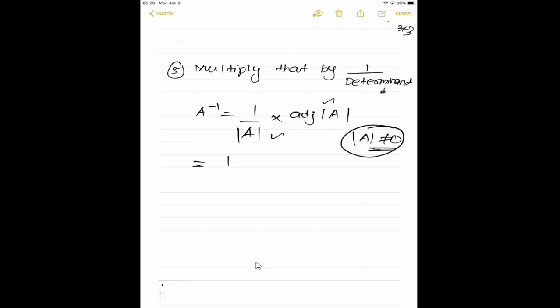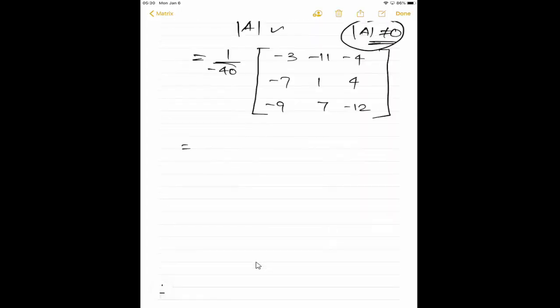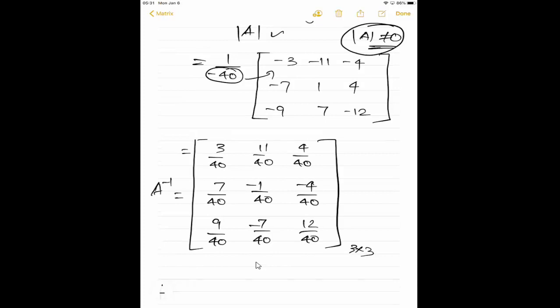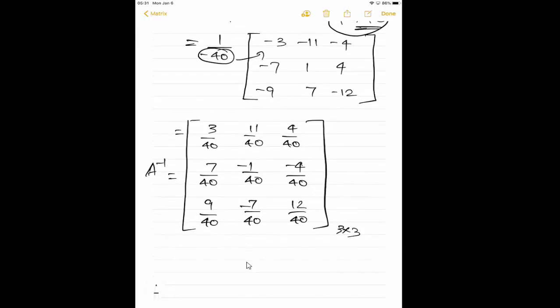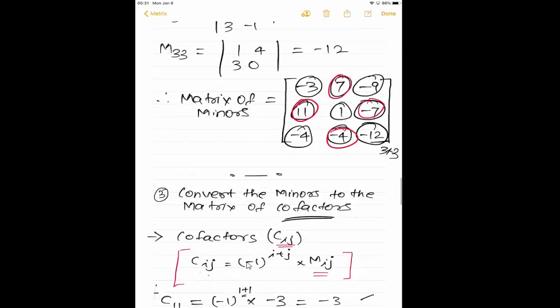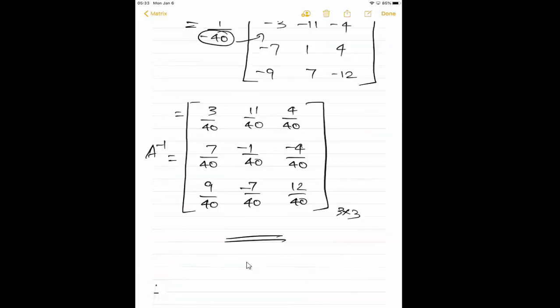We know the determinant value, 1 by minus 40, and write this particular matrix. Taking this minus 40 inside, we divide each element. When you take minus 40 inside, minus values change to plus and plus values will change to minus. And this is how we have to calculate the A inverse. It's a very lengthy process, but this is a very important problem. In some examples, they would have divided, say, 3 by 40 and mentioned it as a decimal number.